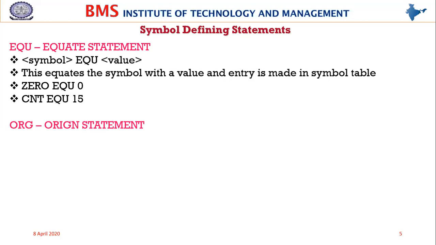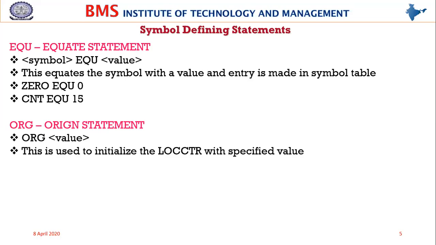Next, one more assembler directive we have is ORG, which is called the origin statement. What this origin statement takes is ORG followed by a value specified by the user. This is used to initialize the location counter with the specified value. Suppose ORG 2000, if I have given that, whatever the location counter value may be, the next location counter value will be initialized to 2000. So that's the thing.